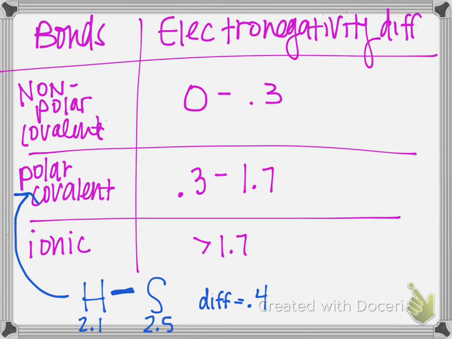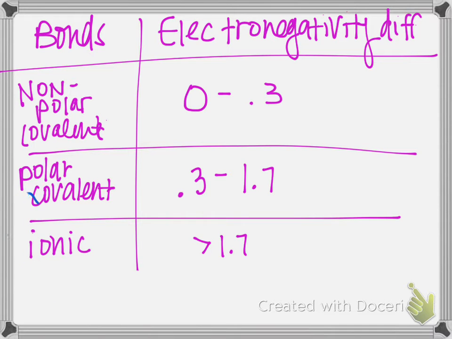So what if I had to look at a bond between sulfur and chlorine? Let's look at that one. Sulfur and chlorine. Sulfur we said was 2.5. What do we see for chlorine here? 3.0. So the difference is going to be 0.5, which means what type of bond is that?